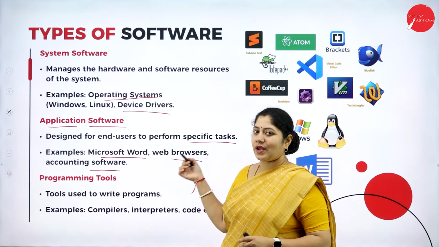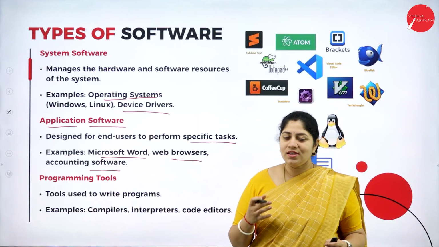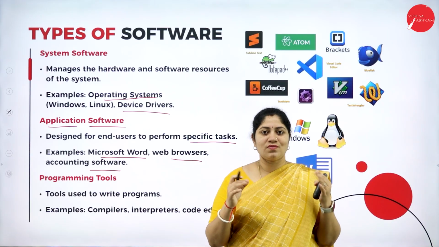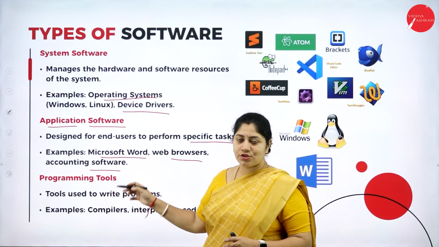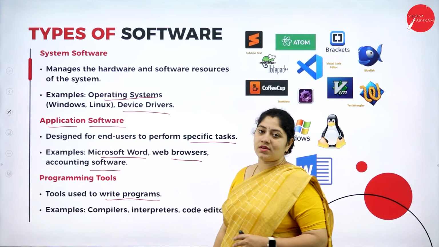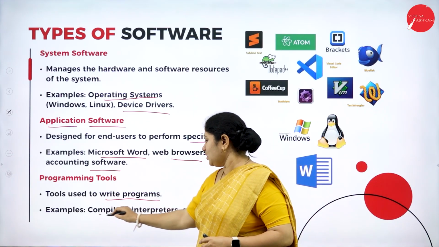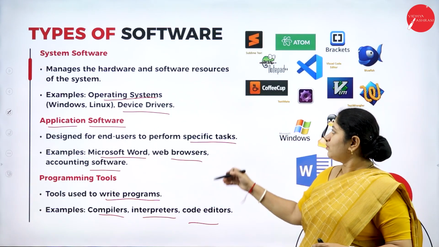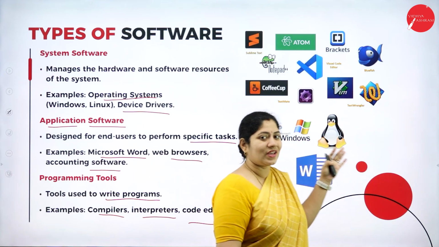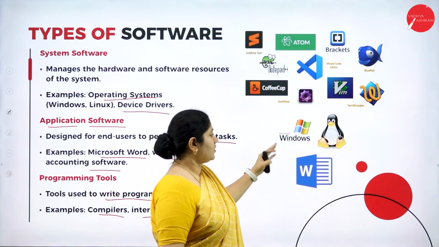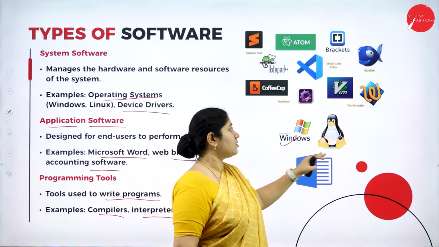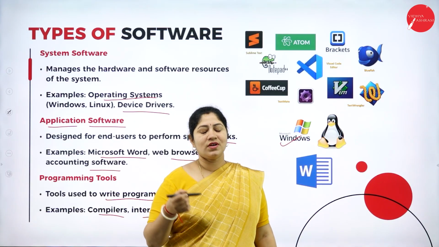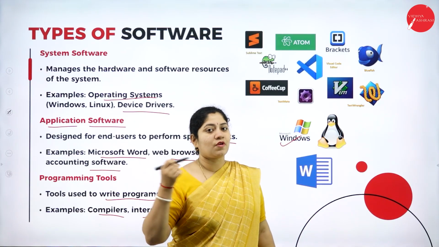Up next is programming tools. As we can see from the name, this form has a complete toolkit for a programmer. Yes, absolutely. Programming tools are used to write programs, with examples like compilers, interpreters, and code editors. So these are a few types of software, and over here you can observe the different software. So yes, this is Microsoft Windows, Linux, Word, and we have so many software, correct? So we are utilizing different kinds of software for different or specific types of applications.